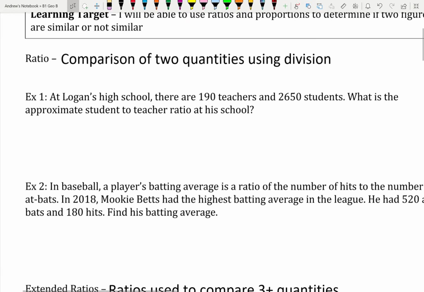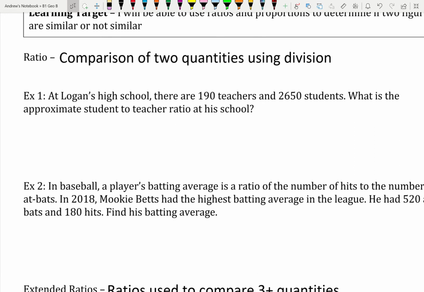One real life situation is a teacher to student ratio at a school. At Logan's High School, there are 190 teachers and 2,650 students. We want to figure out the approximate student to teacher ratio at his school. The wording does make a difference. Student to teacher ratio has a direction to it.